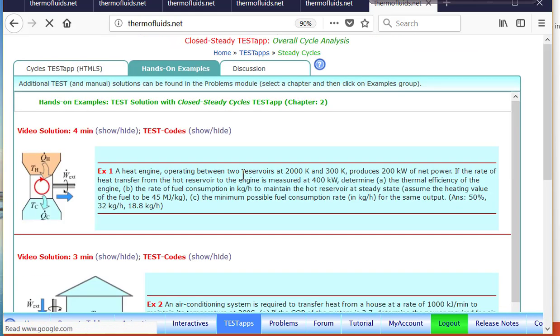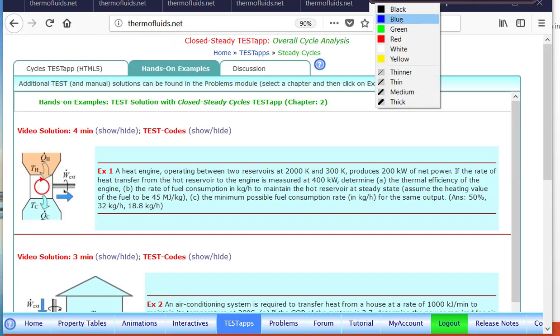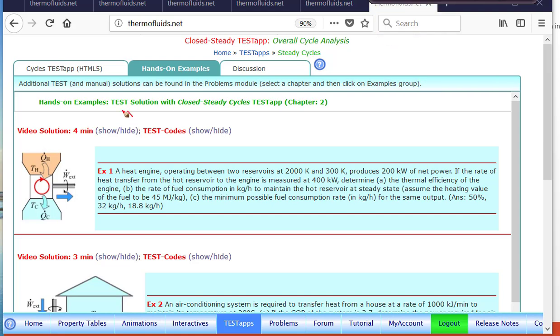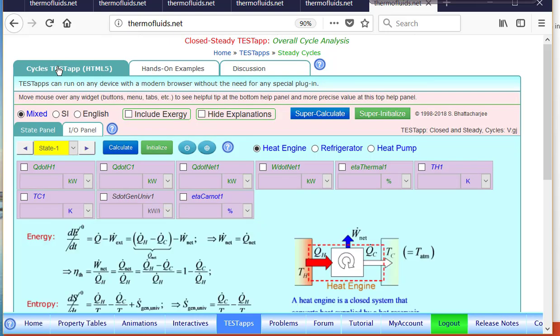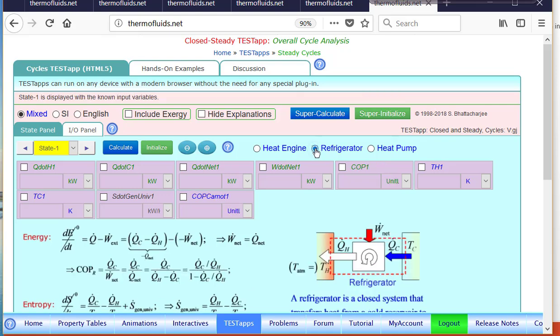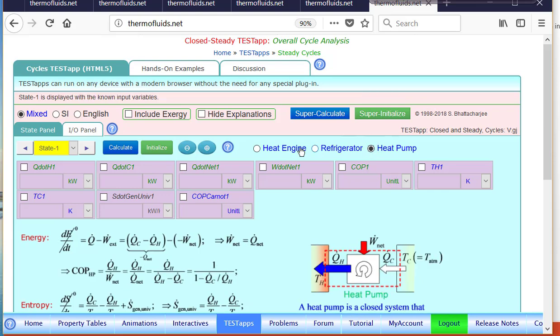Once you click there, you are going to see video examples: this is a heat engine analysis, this is a refrigeration analysis. The hands-on example page is the default page when you switch to an app. The app is here, a very simple app. The default is heat engine. When you click on the refrigerator, you can see the energy and entropy equations as well as the system diagram change. Same with heat pump.